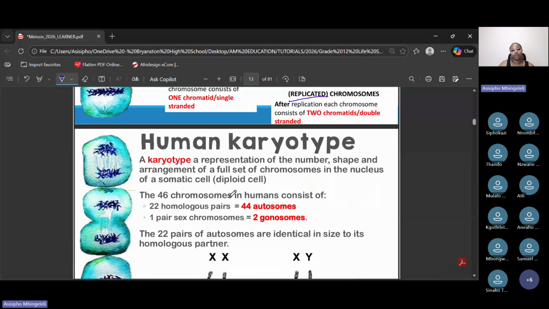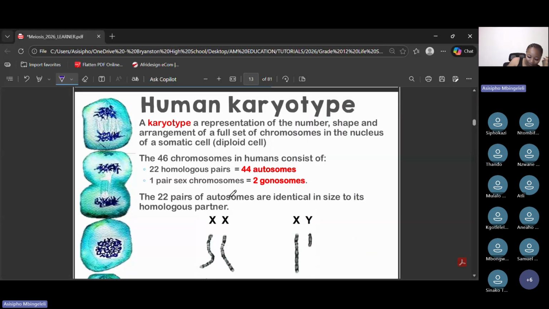Okay. Then human karyotype. This is terminology. So when we speak about a karyotype, we are speaking about a little diagram that we normally get given in a test. And this diagram gives us the number, the shape, and the arrangement of the chromosomes. So normally this will be in a human cell and we'll be able to get a full set, meaning we should be able to see 46 chromosomes.